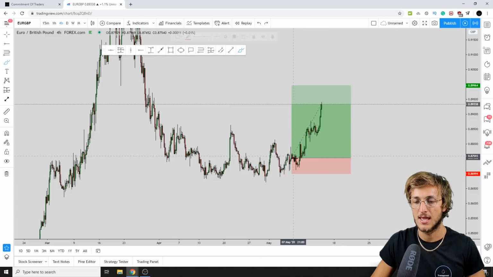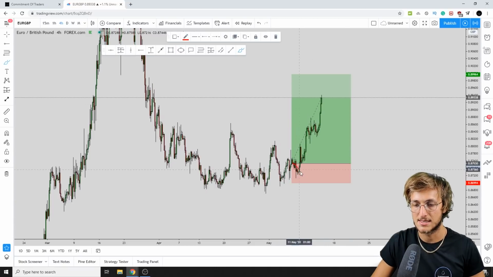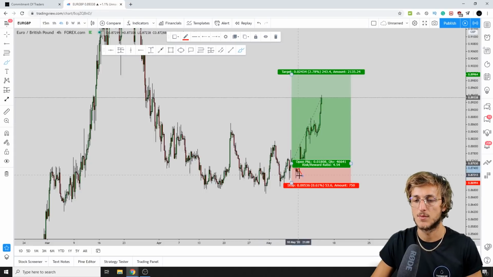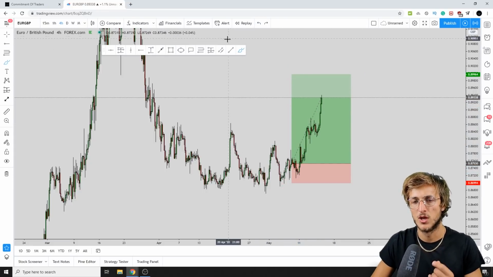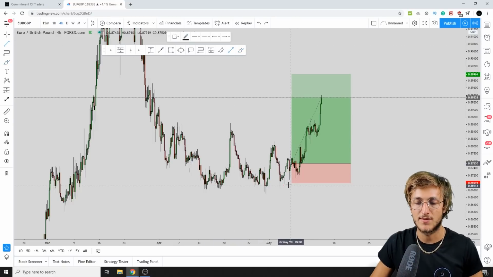And why in this case was the setup invalidated if the market had reached our stop at this level? Because if the market actually reached the stop, and as you can see, we did have some movement to the downside against us before the market exploded to the upside into our profit zone. Why did we have our stop loss here?